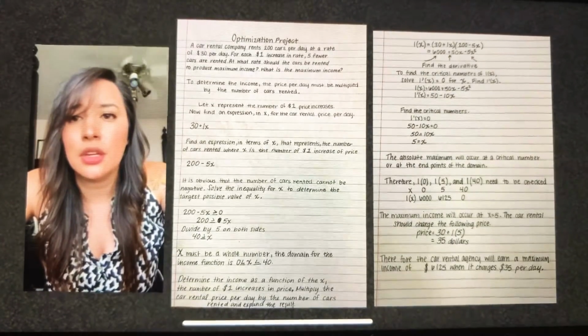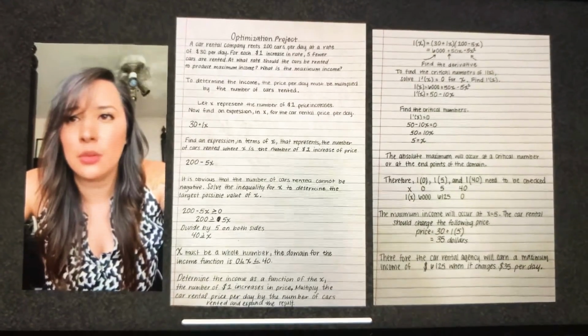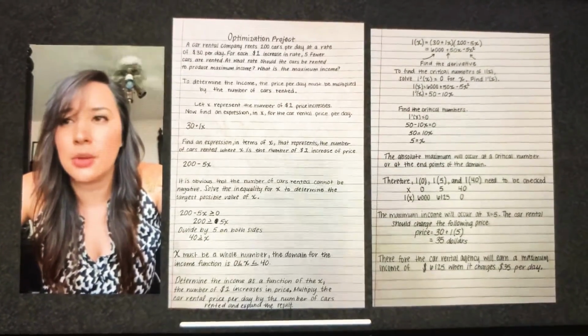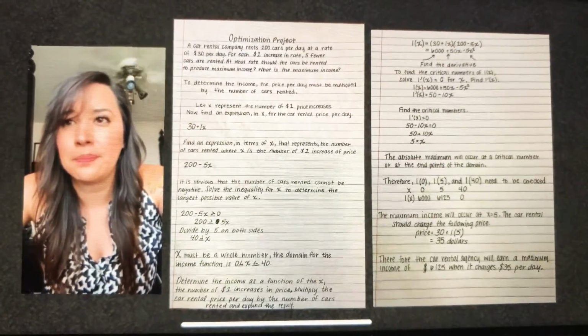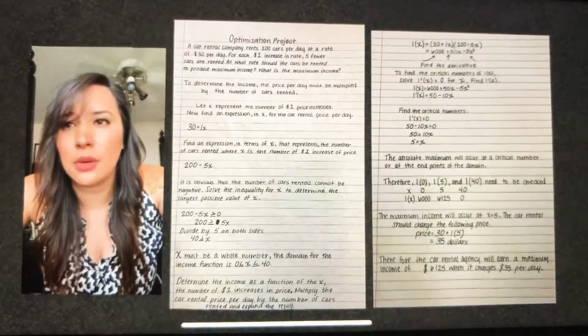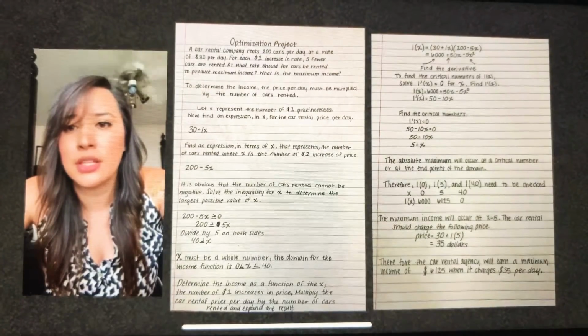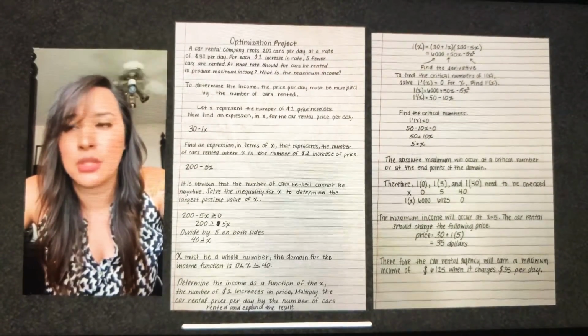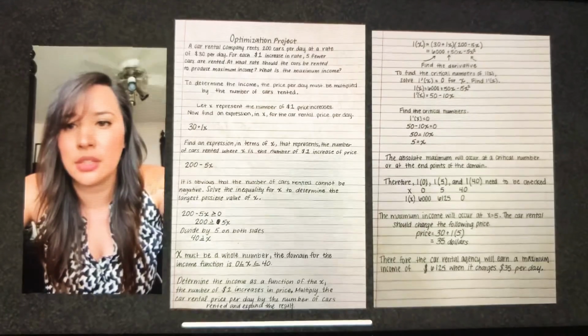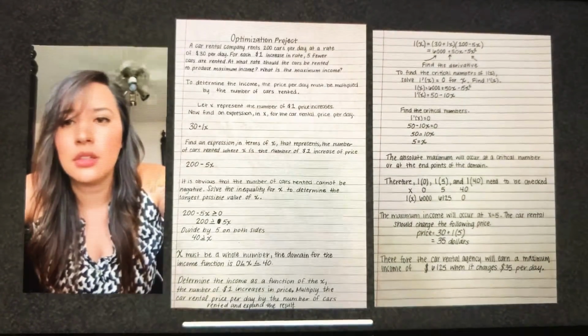So we're going to do 200, which if we go back up, is the number of rental cars per day. And we're going to subtract 5x, where 5 is the 5 fewer cars that are rented, and the x represents that $1 price increase that we were just talking about.